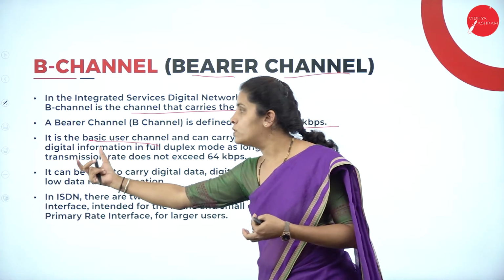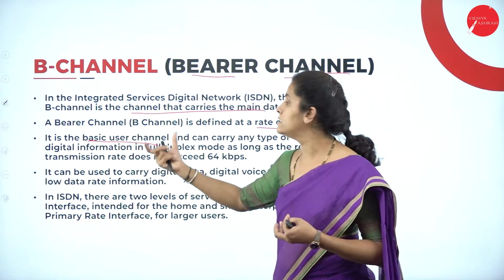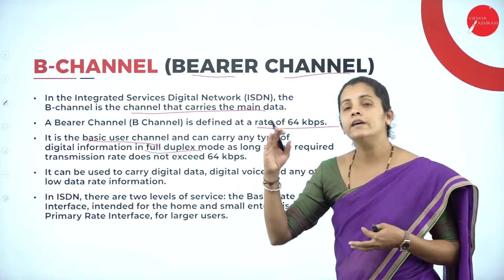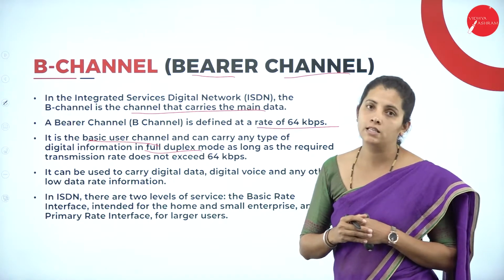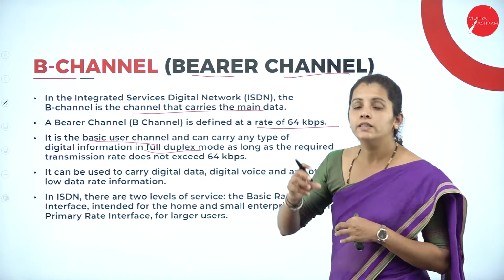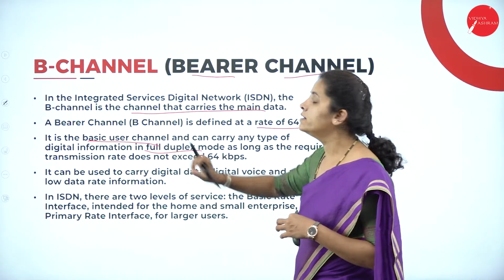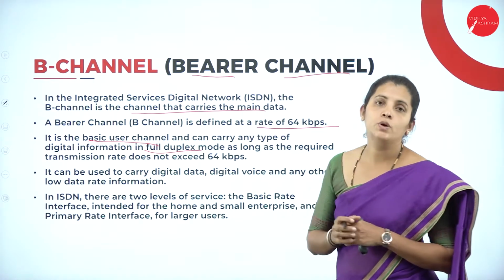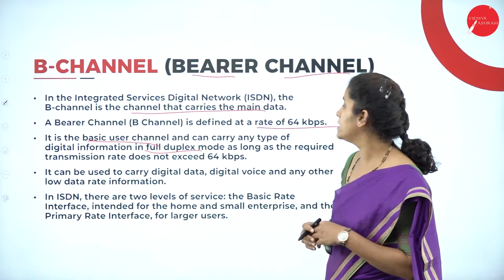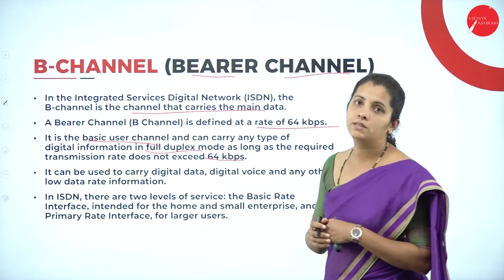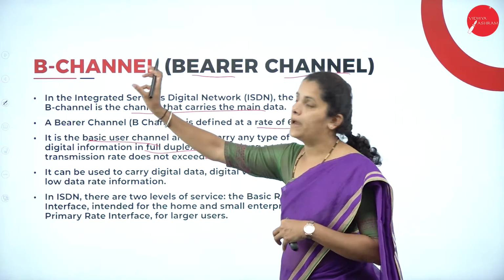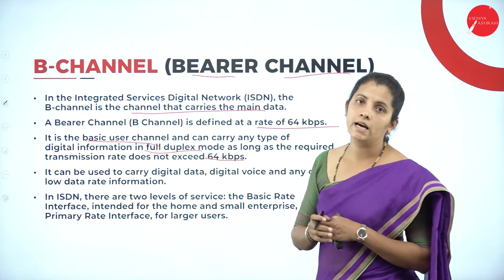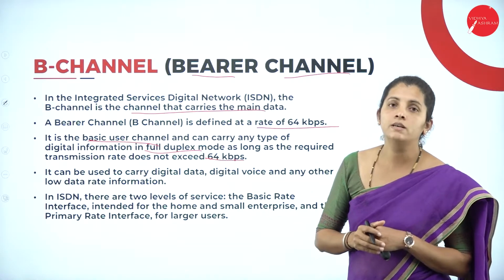Here it supports digital transmission of data, and it is in the form of full duplex. So what is full duplex? That means the sender and receiver are capable of transmitting simultaneously. That transmission mode itself is called full duplex mode. And whatever data you transmit cannot exceed the capacity of 64 kilobits per second. So the bearer channel or basic user channel supports the data rate of 64 kilobits per second.